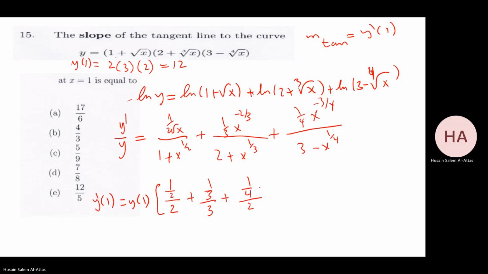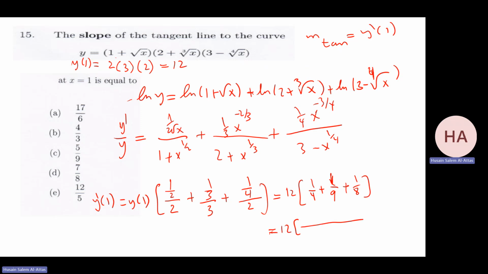Over 2. That will be what? 12. 1 over 4 plus 1 over 9. Correct? Yeah, I have exact 1 plus 1 over 8. Calculation now. That will be what? 9, 18, 27, 54.